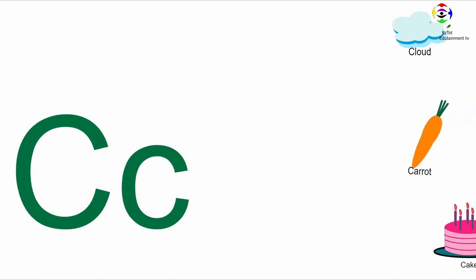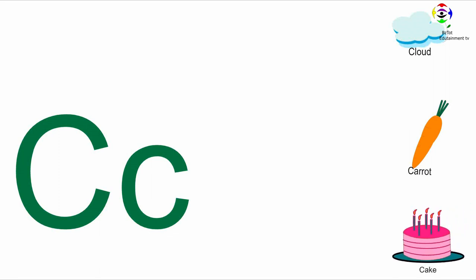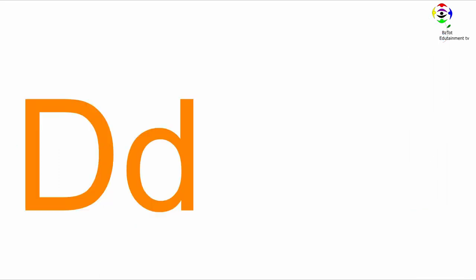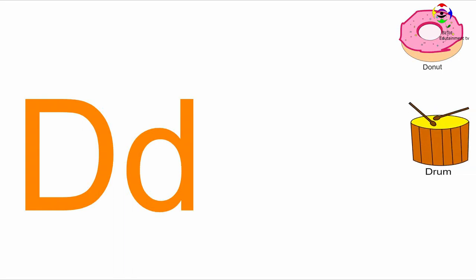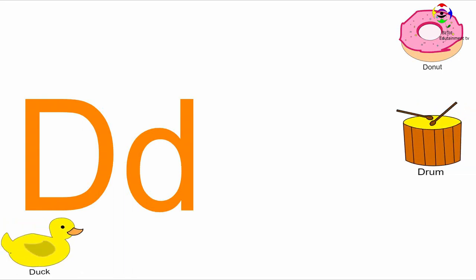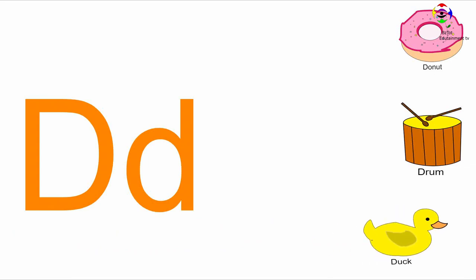C is for clouds. C is for carrots. C is for cake. D is for donuts. D is for drums. D is for duck.